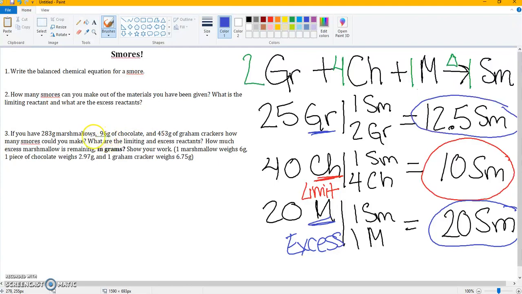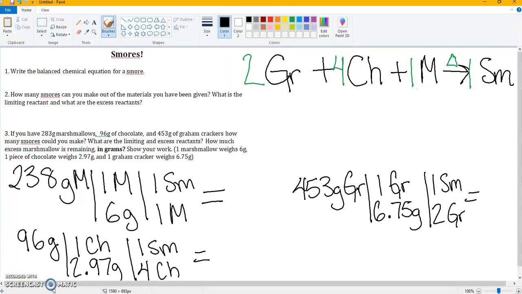However, what if I gave you the amounts of graham crackers, marshmallows, and chocolate in grams instead of pieces, like is represented in my balanced chemical equation? So, if I have 283 grams of marshmallows, 96 grams of chocolate, and 453 grams of graham crackers, how many s'mores could I make? And if you look right here, here are the conversions for grams to pieces. See if you can do number 3. Go ahead and give it a shot. It may seem easy, but just give it a shot.